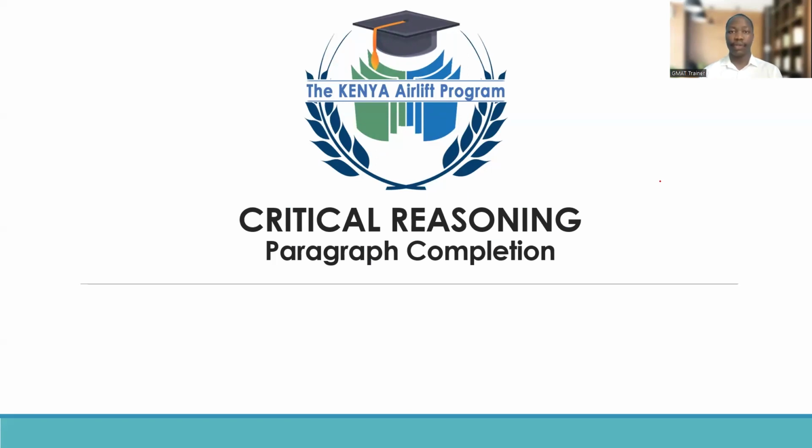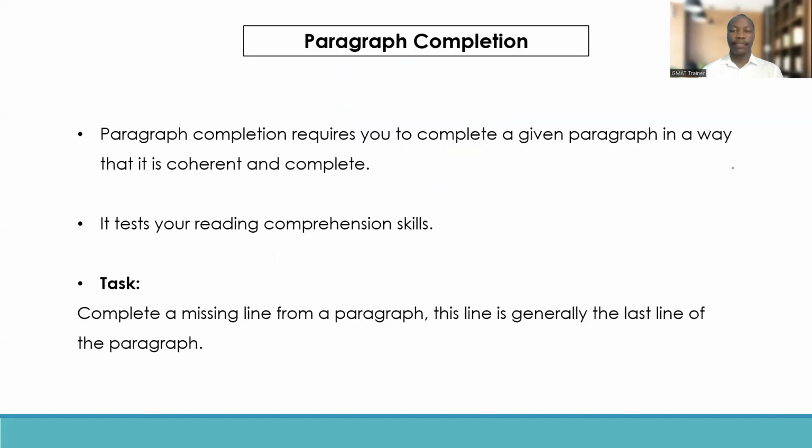In this video, we're going to tackle paragraph completion question types. This is a question type that appears in the critical reasoning section of the Global exam. So let's begin. Paragraph completion question types require you to complete a given paragraph in a way that is coherent and complete. That is, you'll be given a paragraph with the last sentence in that paragraph visually missing.